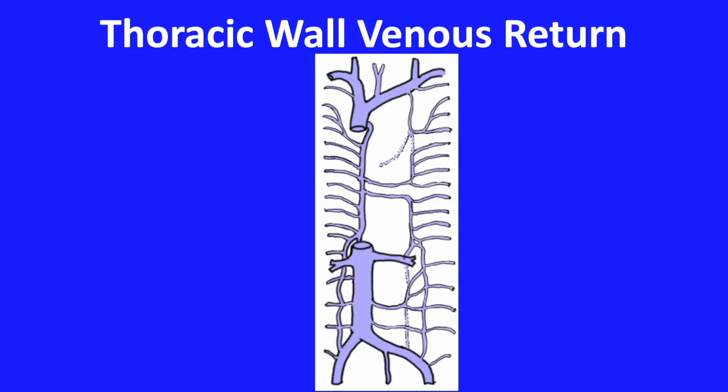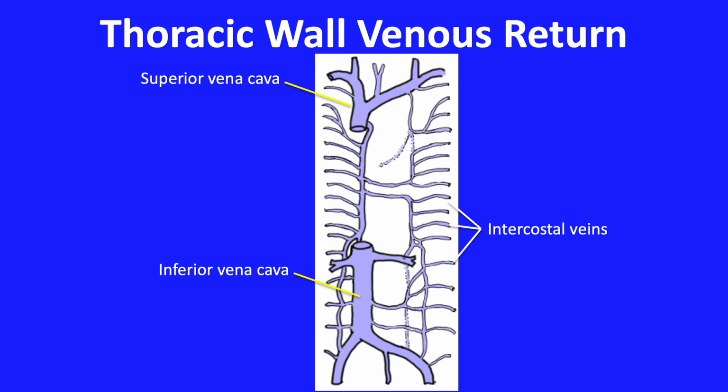The veins of the thoracic wall are also segmental vessels. Let me first label the two main veins seen in the drawing, the superior and inferior vena cava. On the right side of the body, the intercostal veins drain to the azygos vein, the vein without a twin, that ultimately will empty into the superior vena cava.